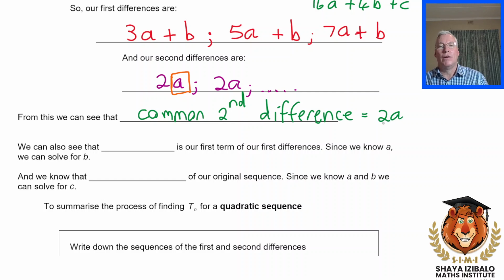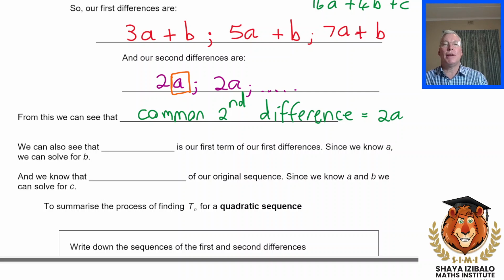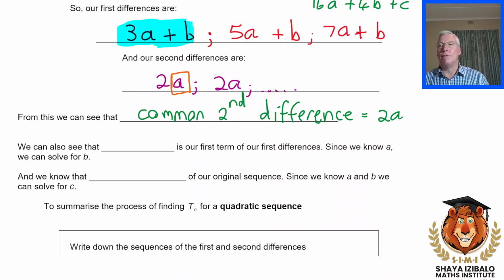It's 2a. Right, so we can actually find a. What we can also see is that 3a plus b is the first term of the first differences. So let's write that down. 3a plus b is the first term of the first differences. And if we know a, then we can get b.